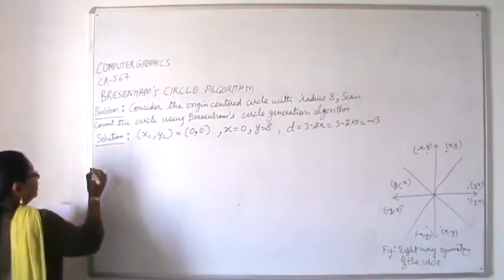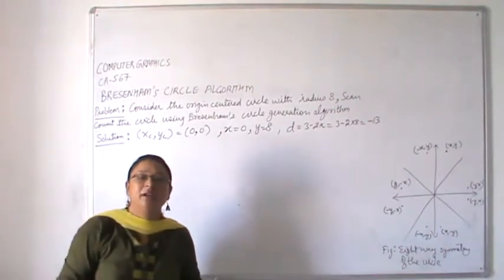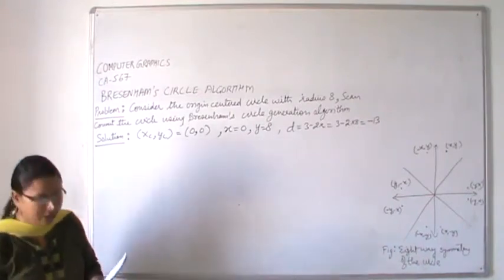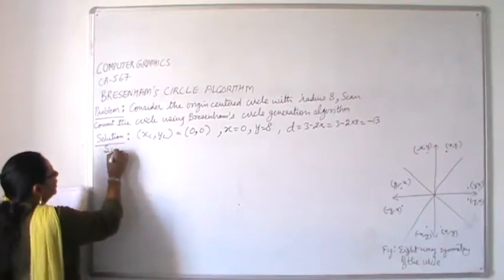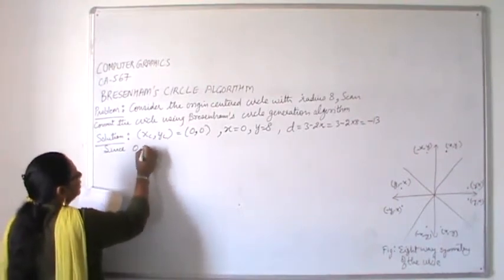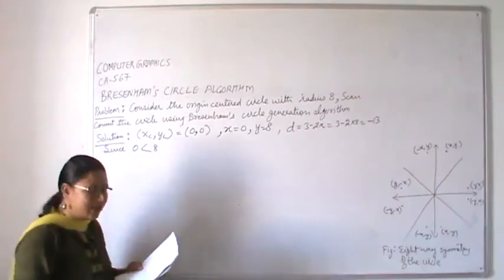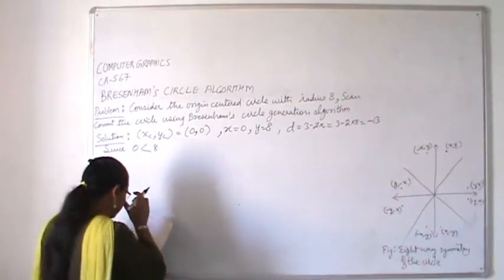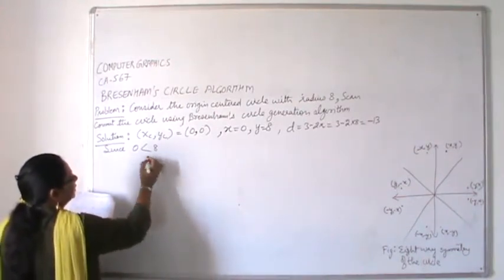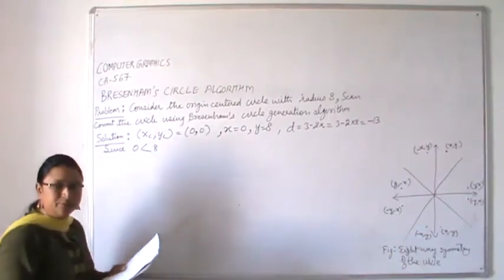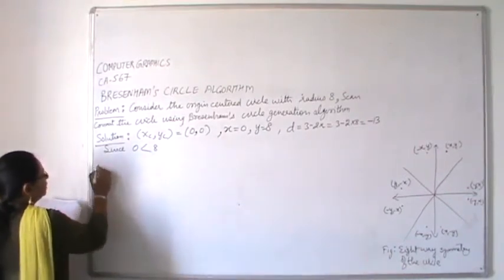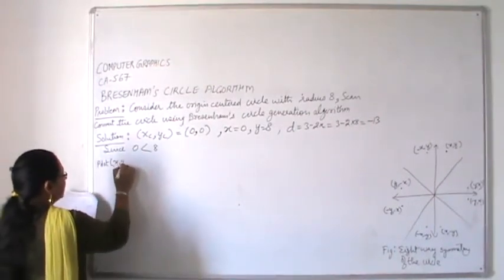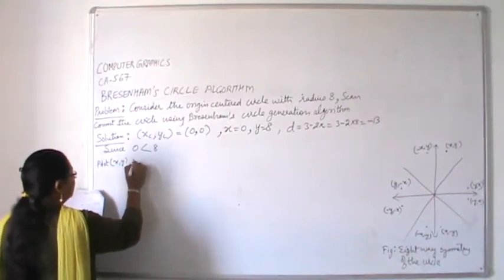Now, the second step says we have to check whether x is greater than y or not. If x is greater than y, then we have to stop, otherwise we have to continue. So since initially 0 is less than 8, that is x is less than y, we have to plot the pixels. So we will make a table so that it will be easier for us. Plot x comma y, plot.